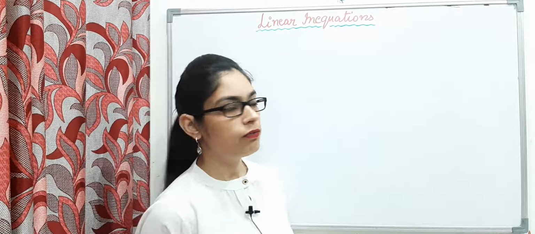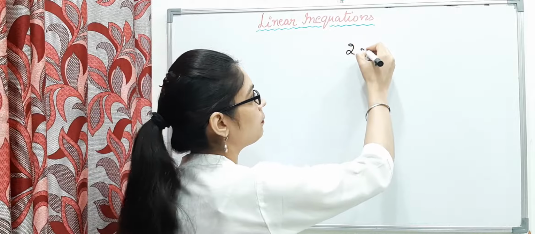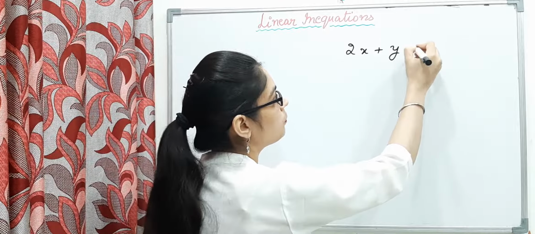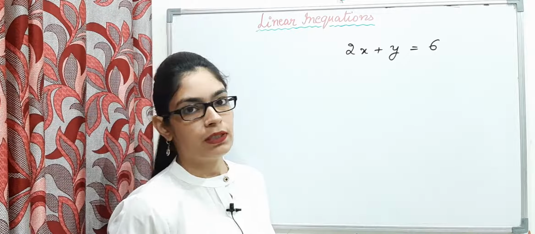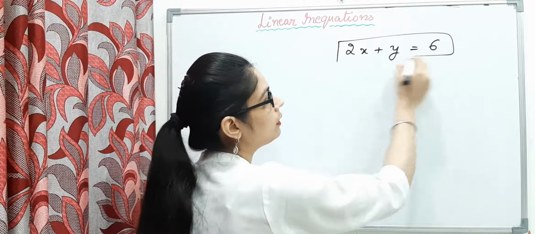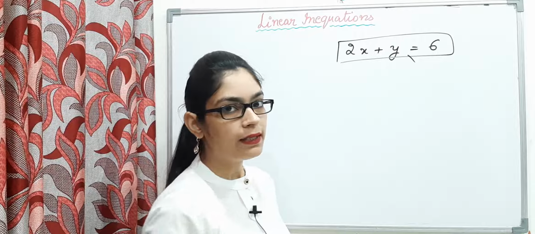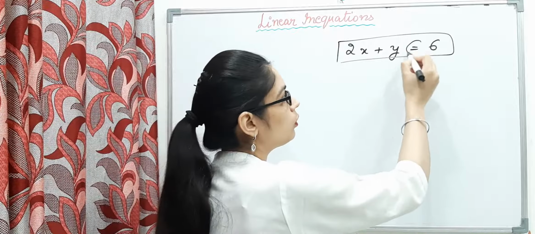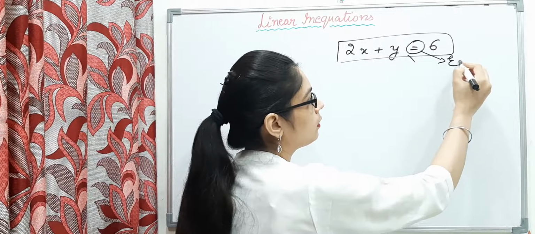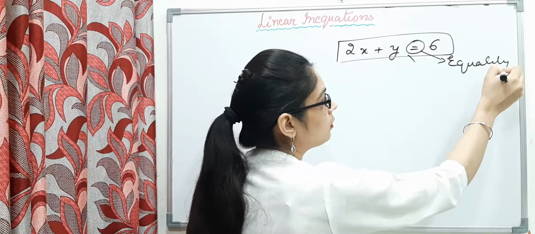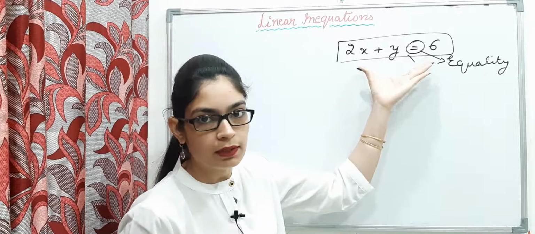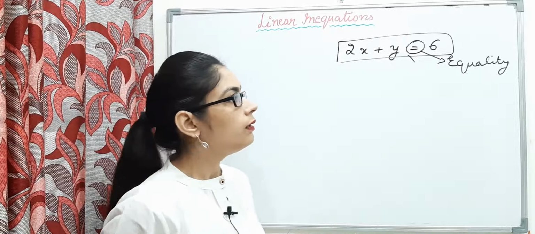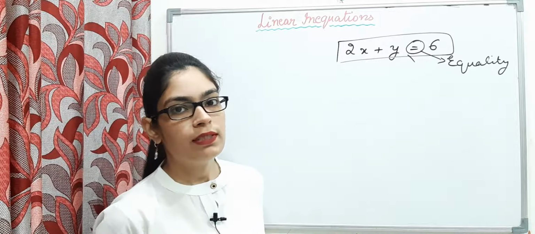So we all are familiar with this type of expressions like 2x plus y is equal to 6. This expression is known as a linear equation. So why is it an equation? Because of this sign of equality. If the sign of equality is there, that means the given expression is an equation. Now here we will deal with inequations.